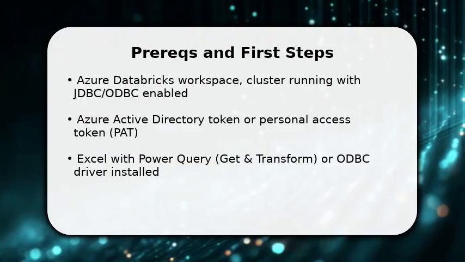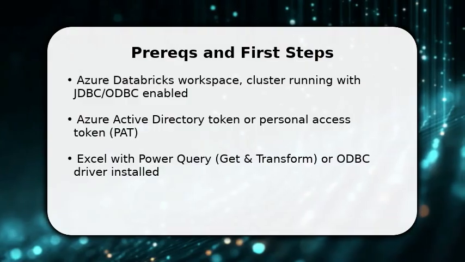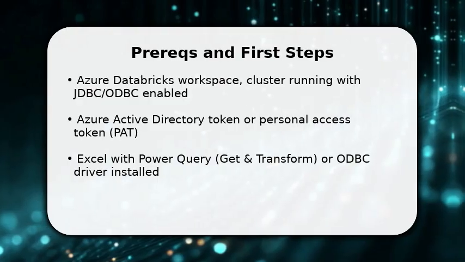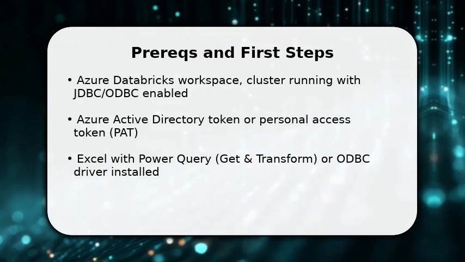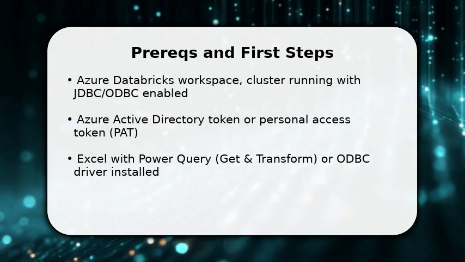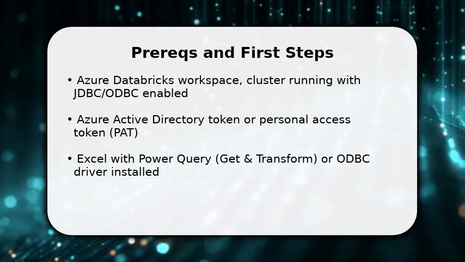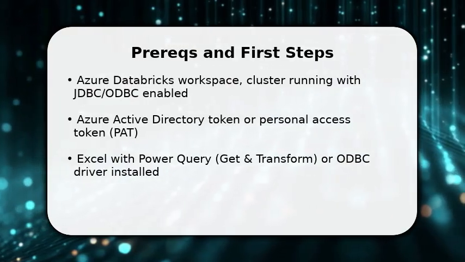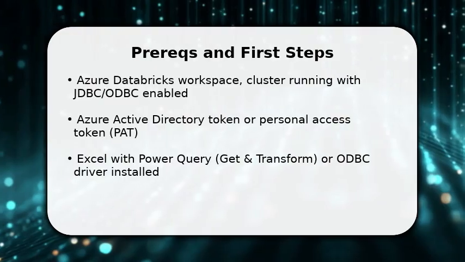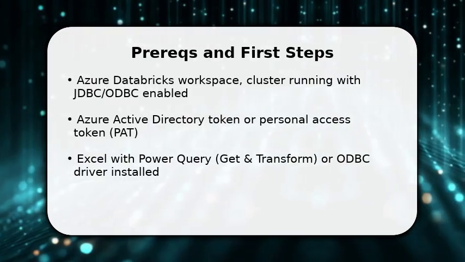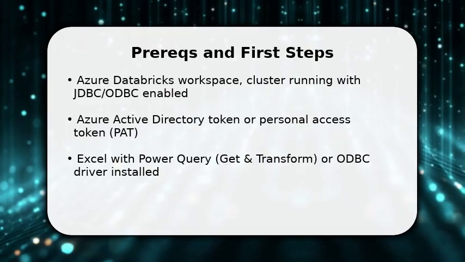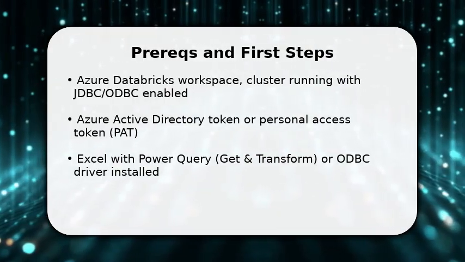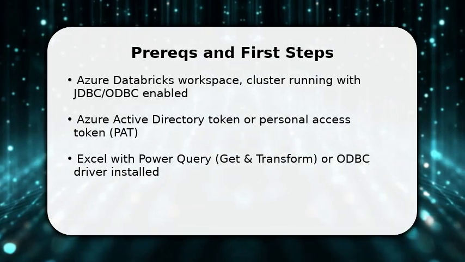You'll start by confirming access and tools. Make sure your Databricks cluster is running and JDBC/ODBC is enabled. This gives Excel a connection endpoint. Next, obtain an Azure AD token or create a Databricks personal access token for authentication so Excel can access data programmatically. Finally, open Excel and verify Power Query, Get & Transform, is available, or install the Databricks ODBC driver. Once done, you're ready to initiate a connection from Excel to Databricks directly.